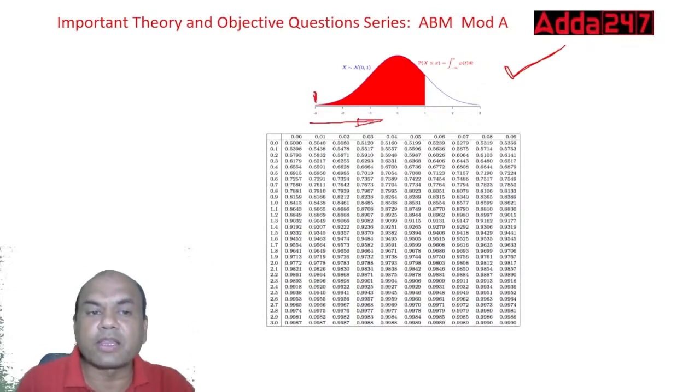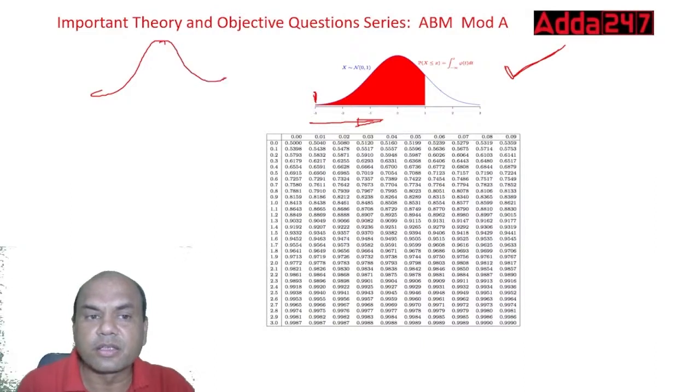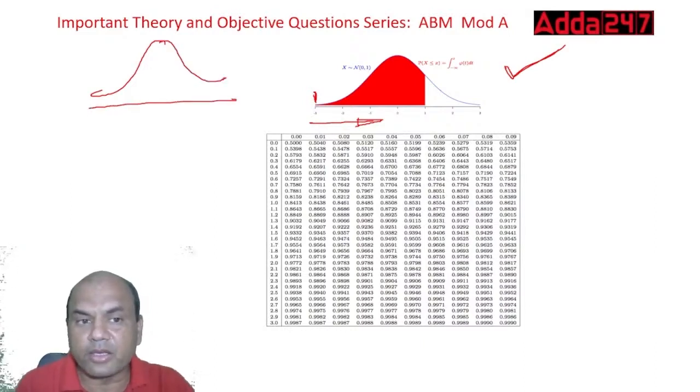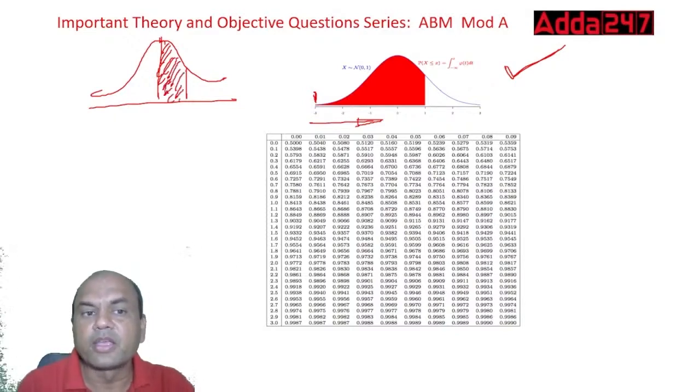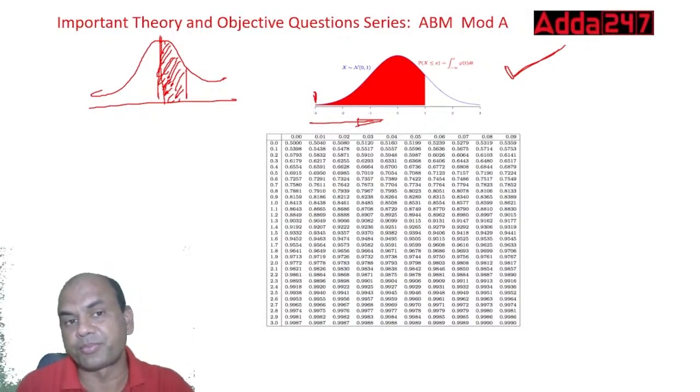If they give you the figure like this, and the red part over here is starting from here only. If the red part is like this, only this part, then what does it mean? In that case, it means it is starting from 0.5. So when it starts from 0.5, the figures will be different, the answers will be different.